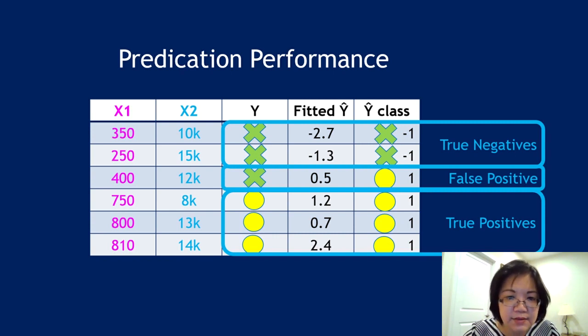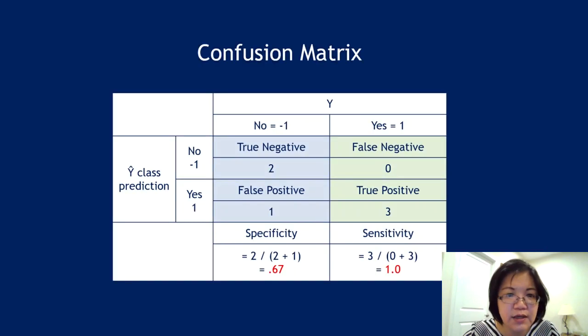So these are true positives. We can take these counts and turn that into a confusion matrix. So we have 2 true negatives, 1 false positive, 0 false negative, and 3 true positives. With this confusion matrix, then we can calculate the specificity and sensitivity values of this model.